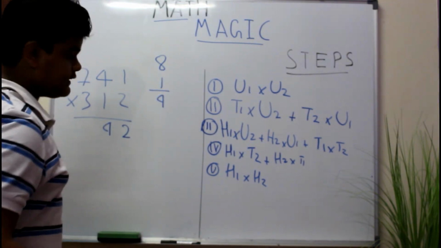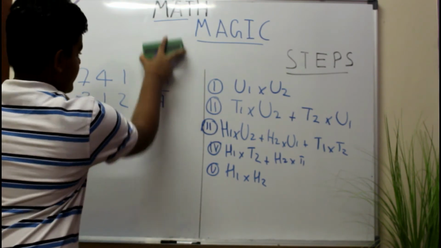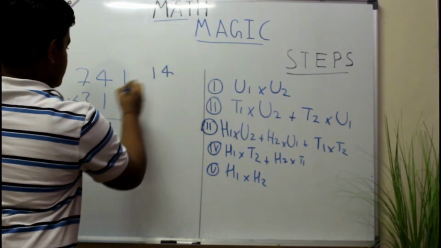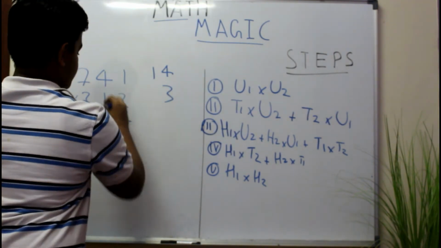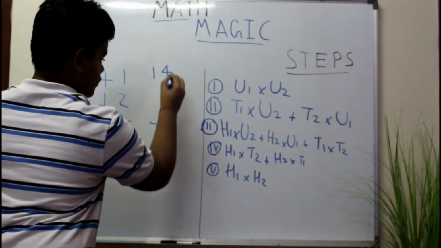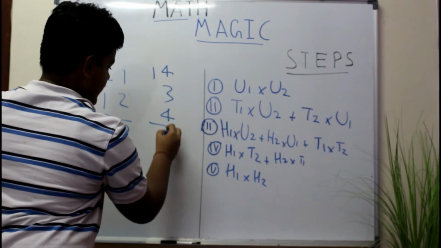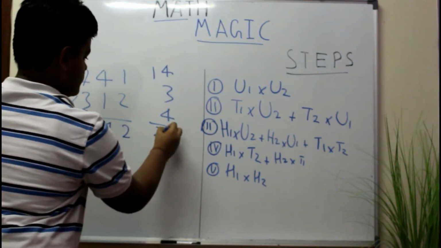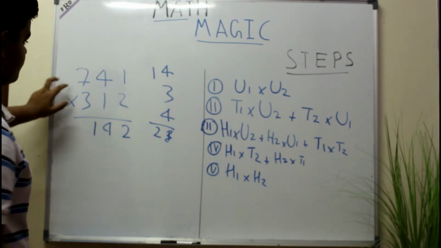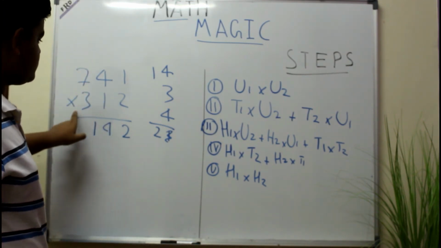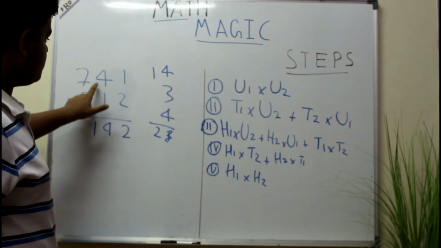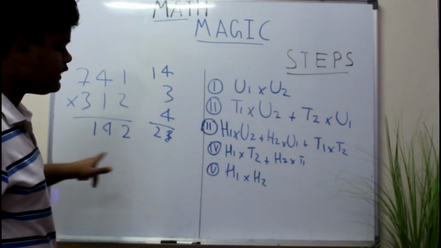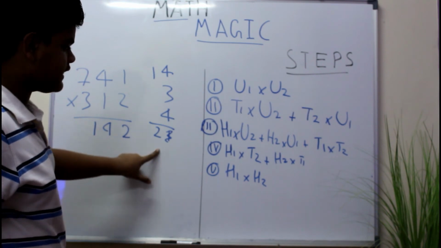The next step is to multiply H1 and U2, that is 7 into 2, 14, plus 3 into 1 is 3, and 4 into 1 is 4. So 4 plus 3, 7, plus 4, 11. 1 comes right here, 2 comes as a carryover. Then 7 into 2, 14, plus 3 into 3, 3, plus 17 plus 4, 21. So 21 is written here, as you can see. 1 comes here, 2 goes as a carryover.